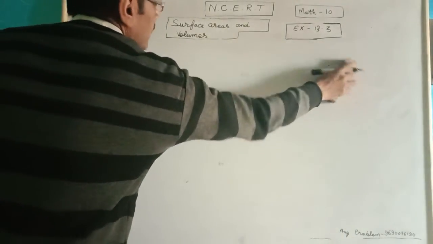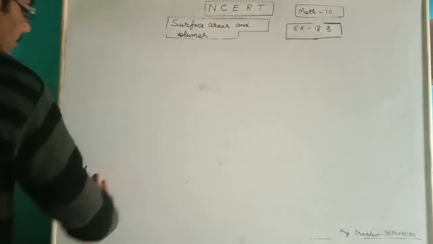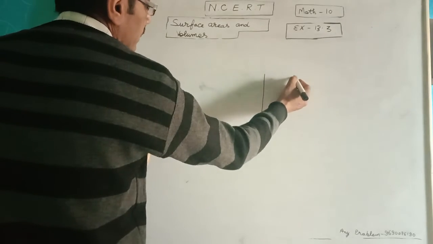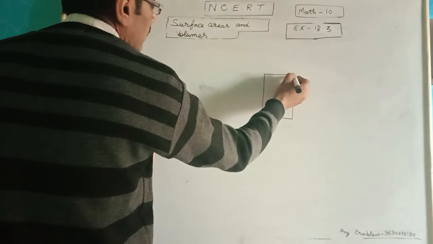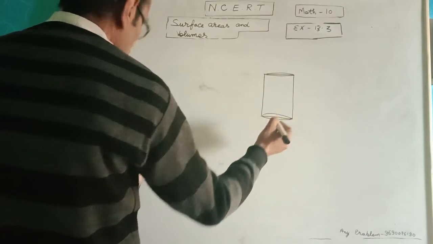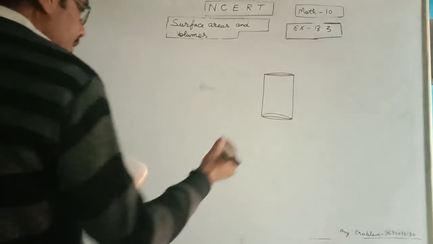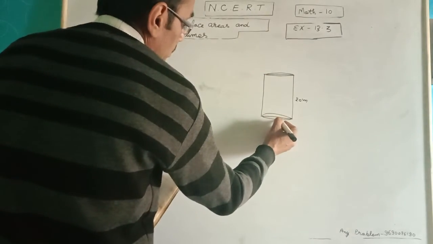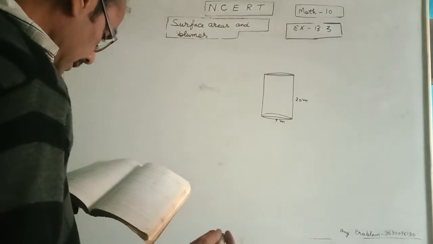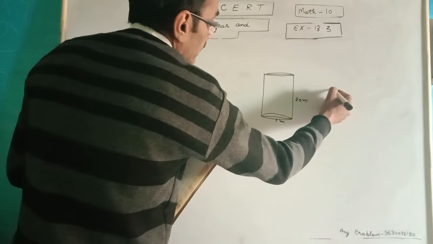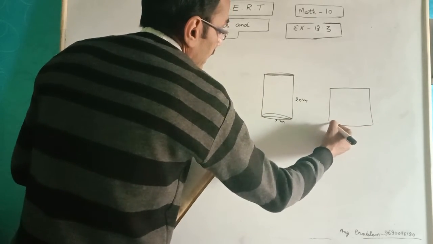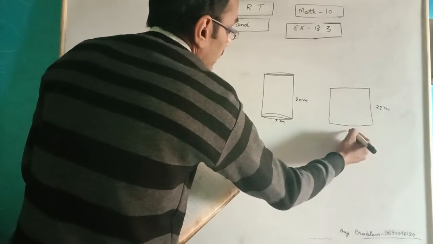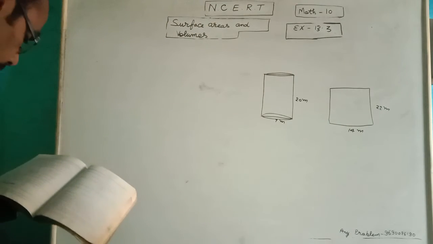Question number 3. Question number 3: a well is dug out, the well shape is a cylinder. The well is dug 20 meters deep and the diameter is equal to 7 meters, and the dug earth is spread over a rectangular platform 22 meters long and 14 meters wide.